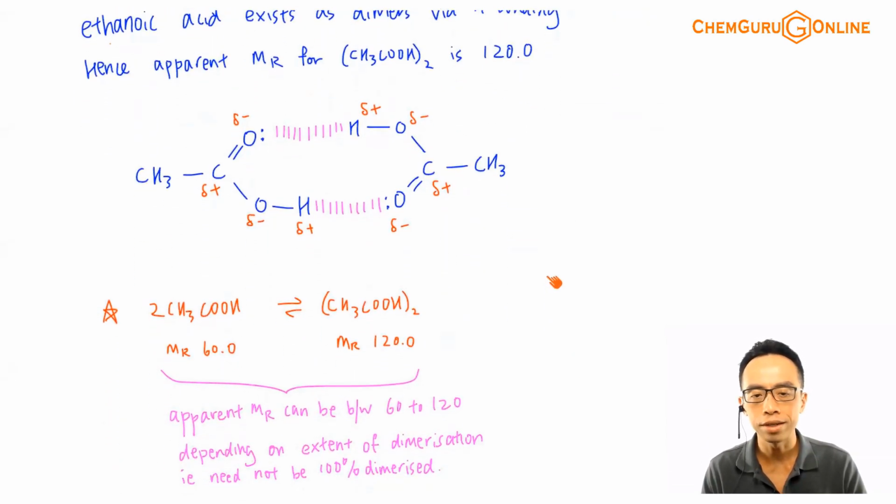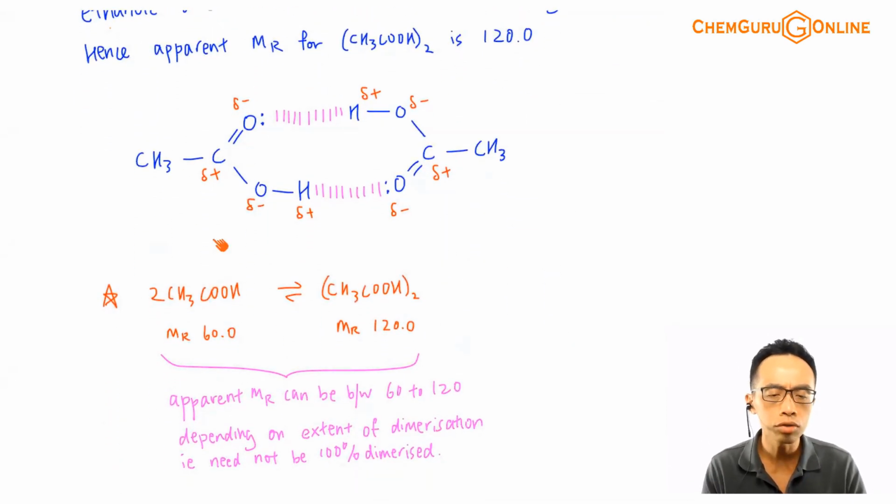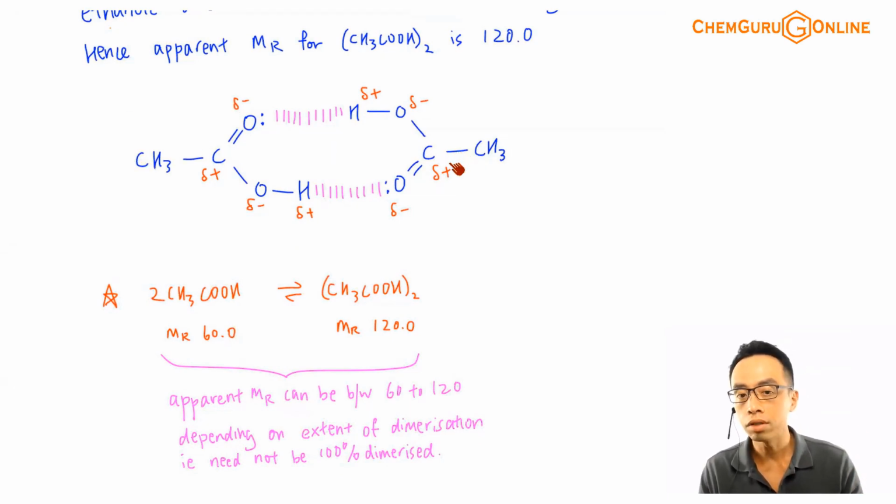But when we draw the dimer, I think it's pretty okay. Again, you just draw one ethanoic acid, and the inverse of it, and you form the hydrogen bond between your oxygen and your hydrogen, and the oxygen and the hydrogen of the partner. It's quite easy to show, alright? It's pretty simple.